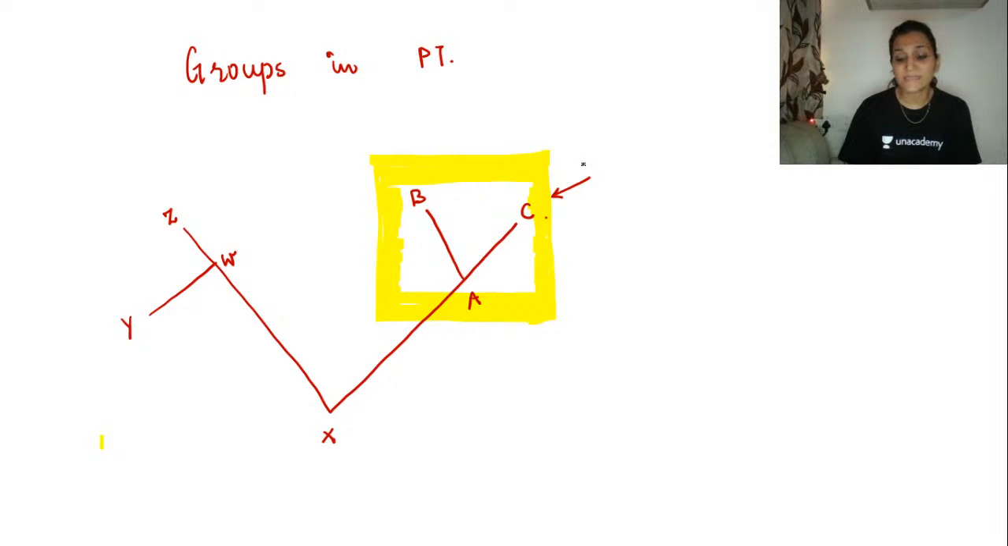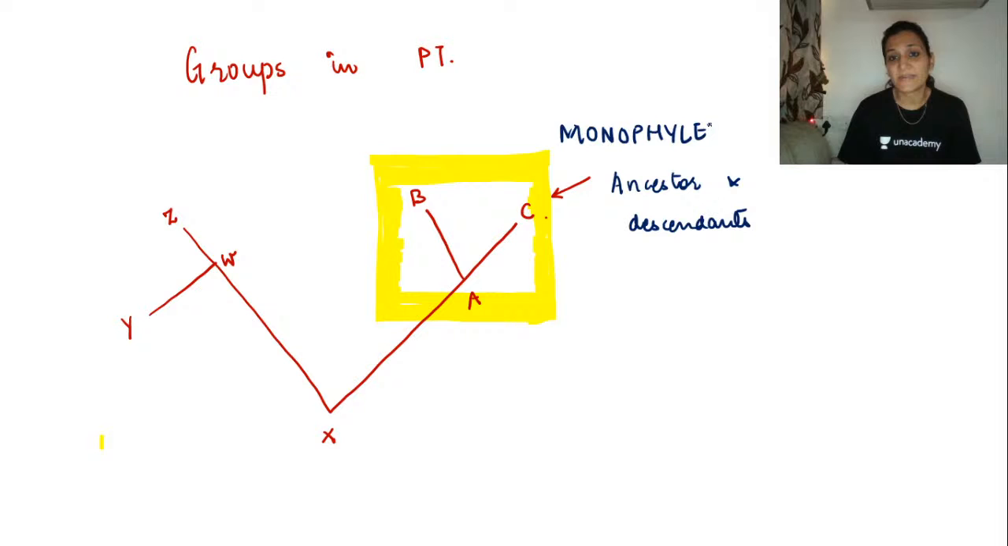So ancestor and descendants in the branch can be seen. In this group you can see the ancestor as well as descendants. Only this much it is going to tell you. So this type of group is called monophyletic group, right? Because you can see the ancestor and you can see the descendants.